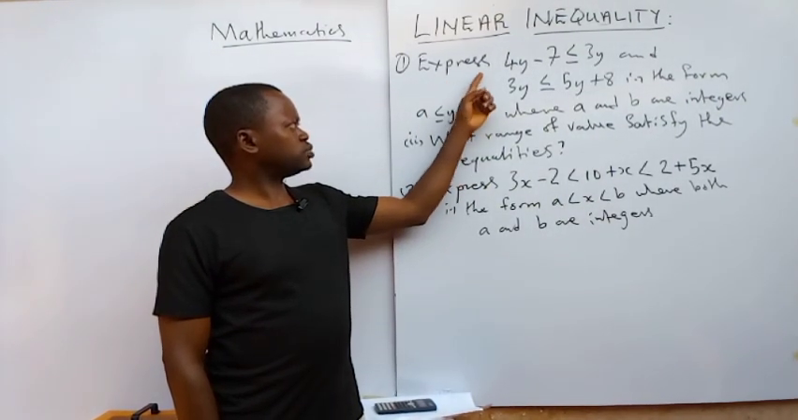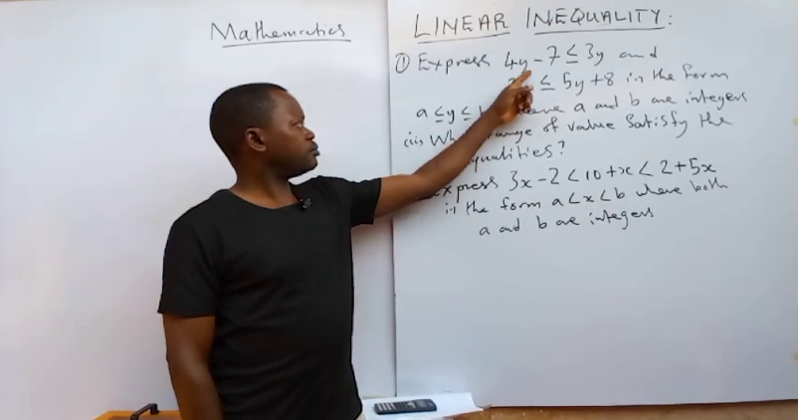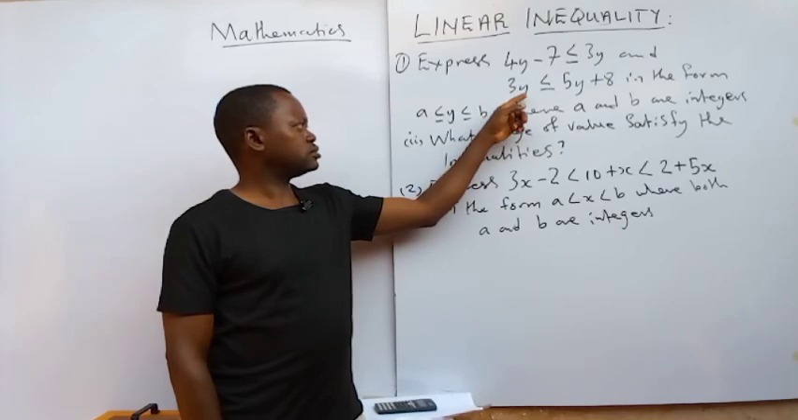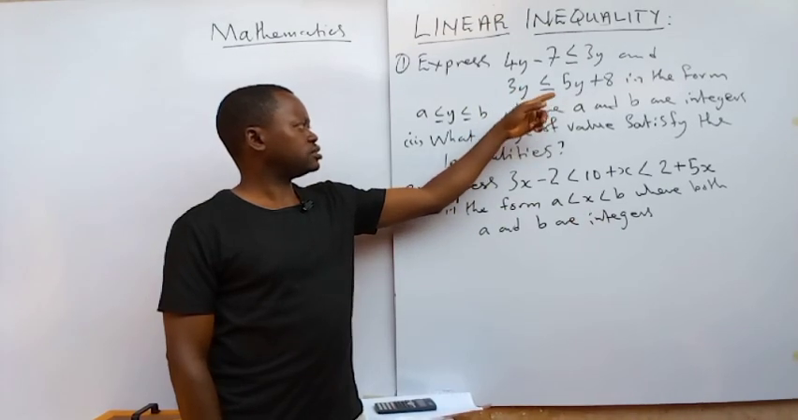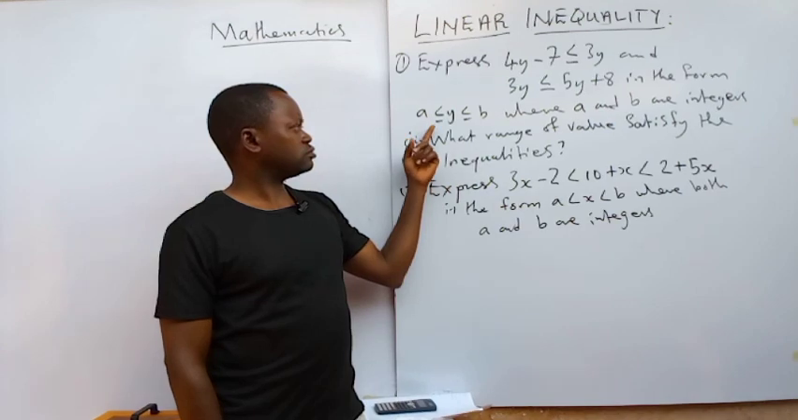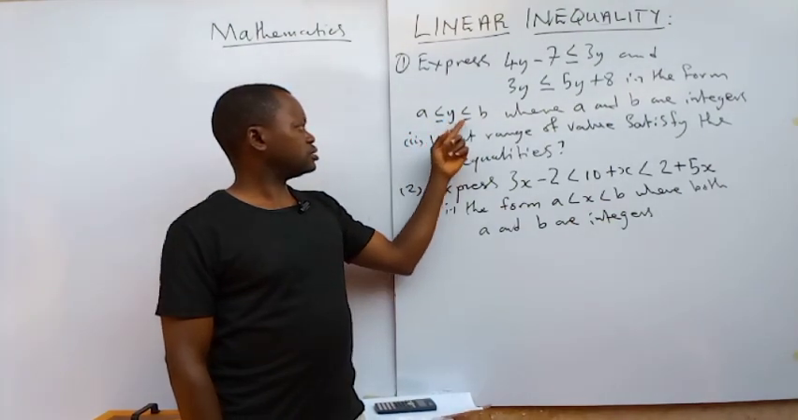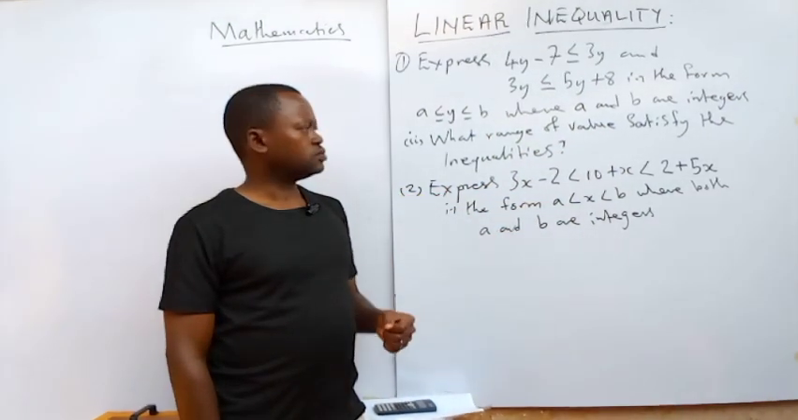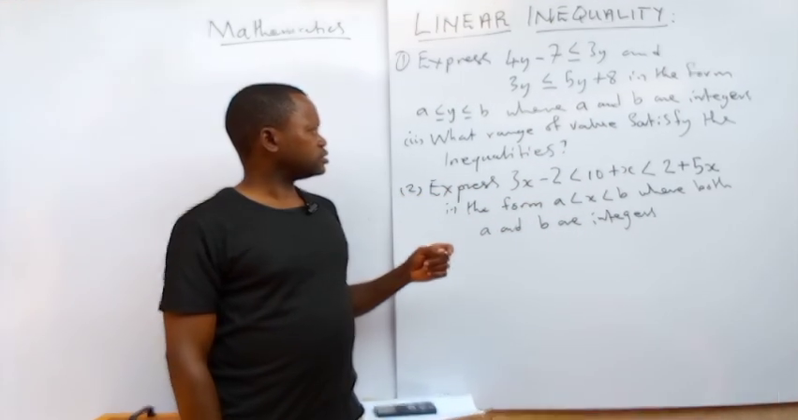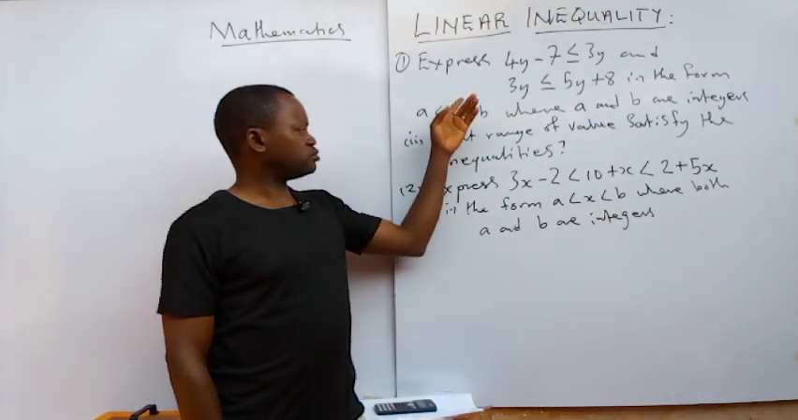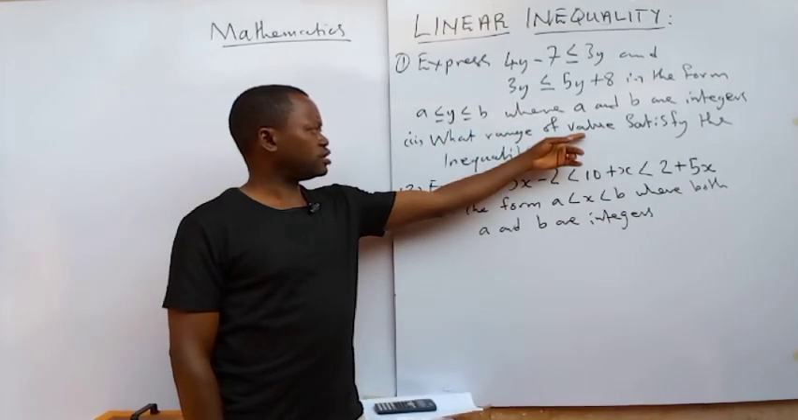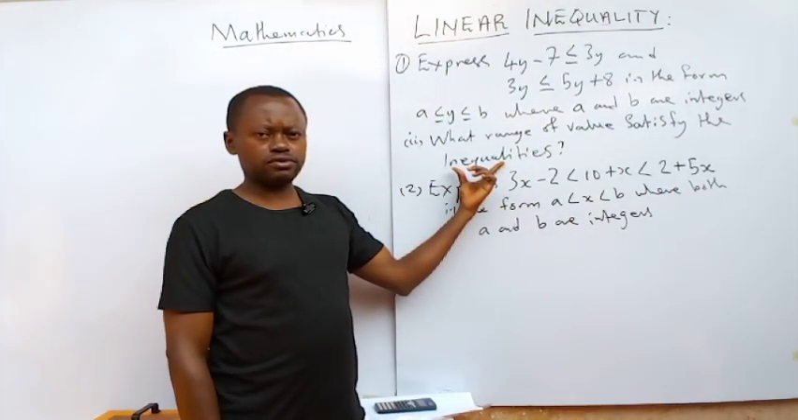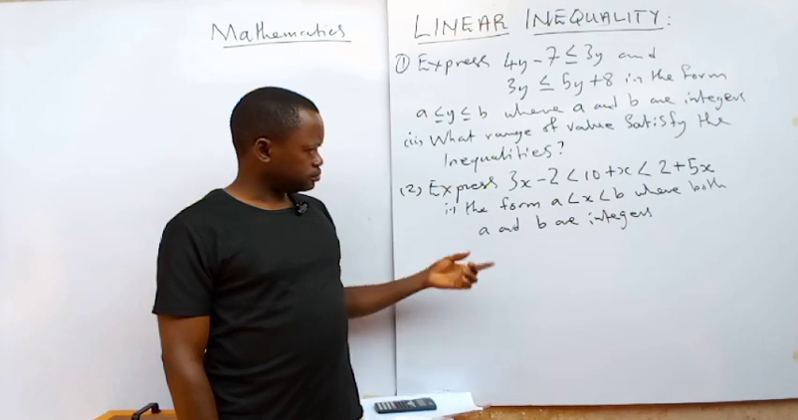This question says express 4y - 7 ≤ 3y and 3y ≤ 5y + 8 in the form a ≤ y ≤ b, where a and b are integers. And then the second question from that same one is: what range of values satisfy the inequalities?